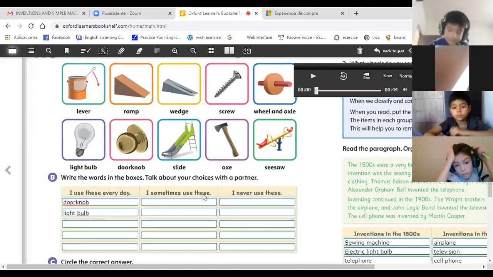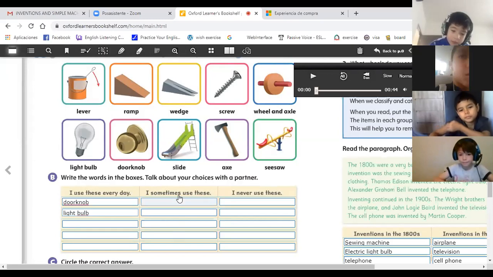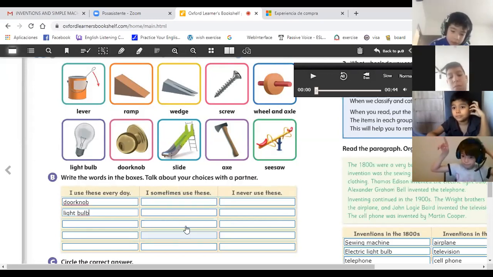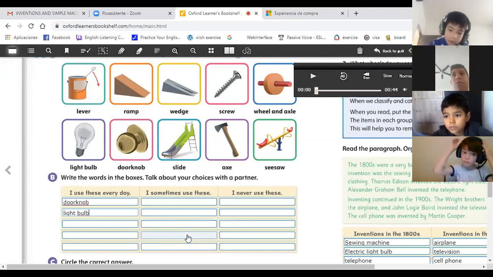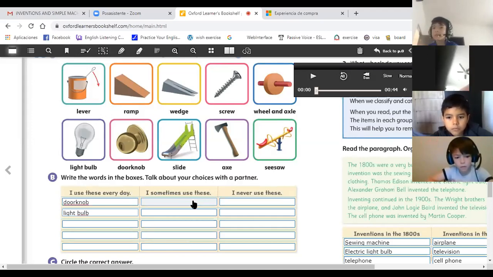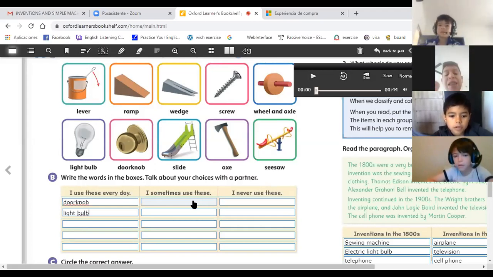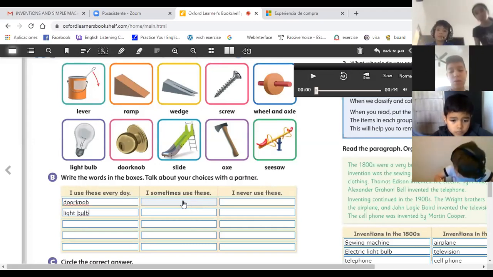I sometimes use these. Okay, so we are going to arrange the objects that we use, but sometimes: one day, yes, another day, not, and maybe in 3 days more we use it. Okay, that means sometimes. Objects that we sometimes use. Diego Lugo? Lever. Okay, a lever.